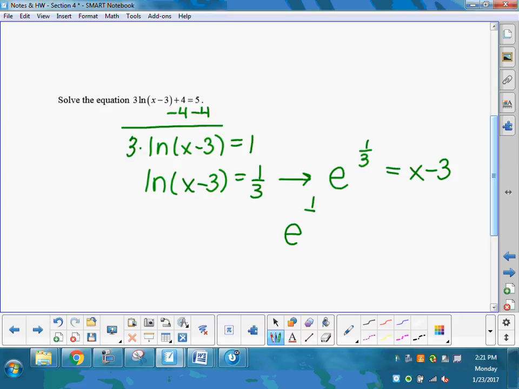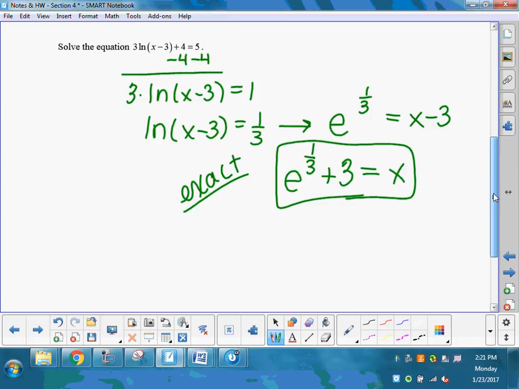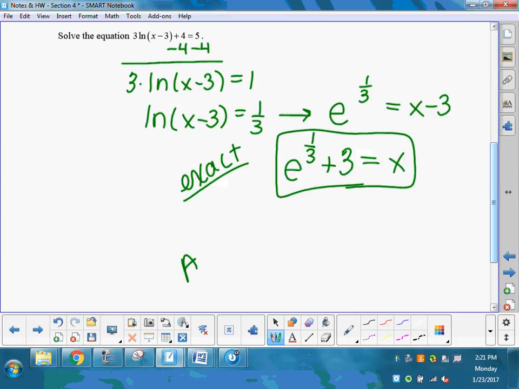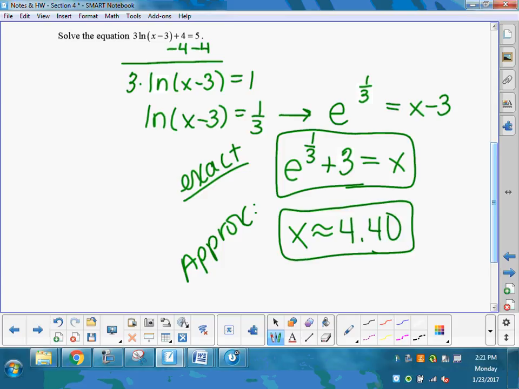So there are 2 ways to give this answer. This right here is an exact answer. If it doesn't say to round, I'd say give this answer here. That's exact. Let's also give a decimal approximation. Hands up, please, if you can tell me what the decimal approximation to your answer would be. Let's go 2 spots after the decimal, Michael. 4.40. Okay.